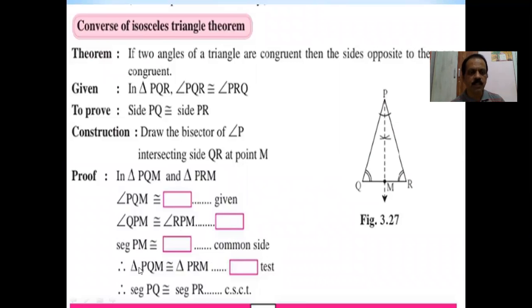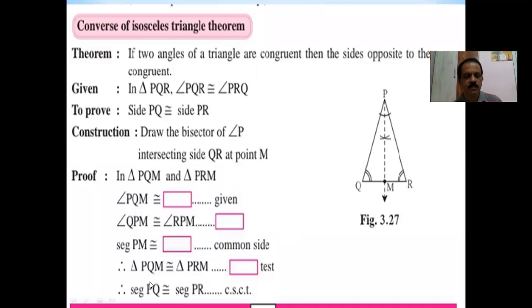So now look here, triangle PQM is congruent to triangle PRM. By which test? Look here, which test? This is one side which is common in both the triangles. This angle is congruent to this angle, because this is the angle bisector. And this is given, two angles are congruent, so by the side angle side test of congruency of triangles, these two triangles are congruent.